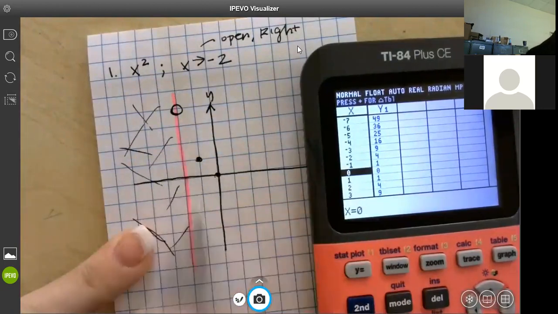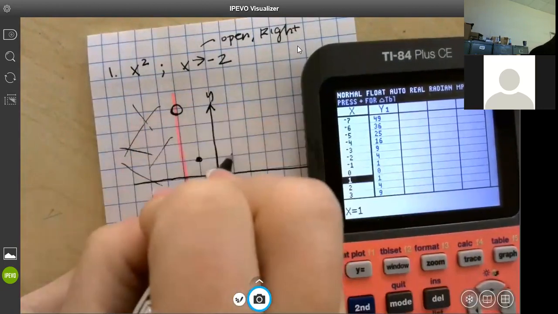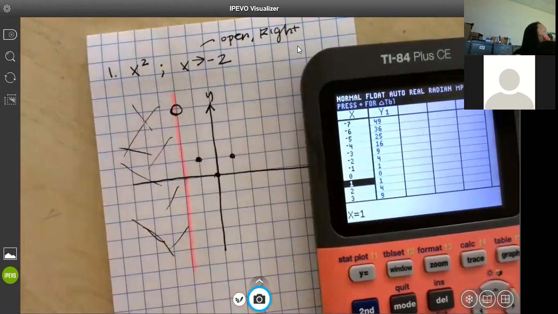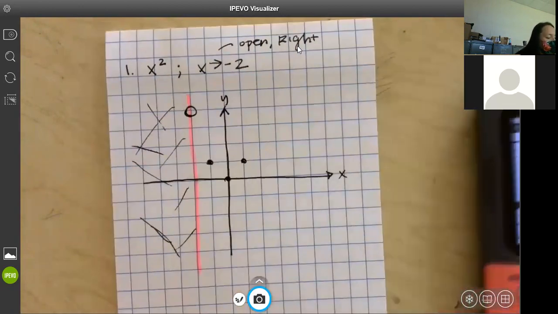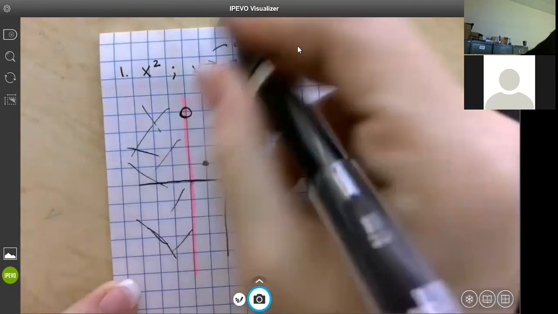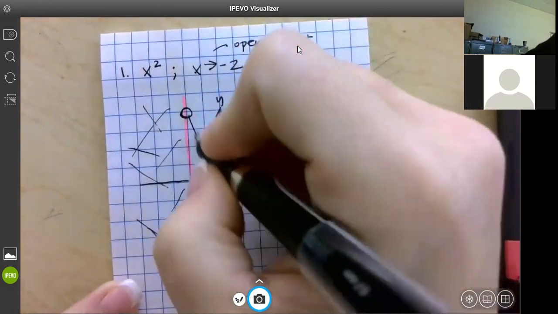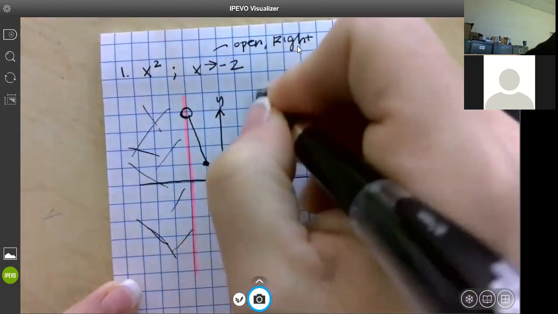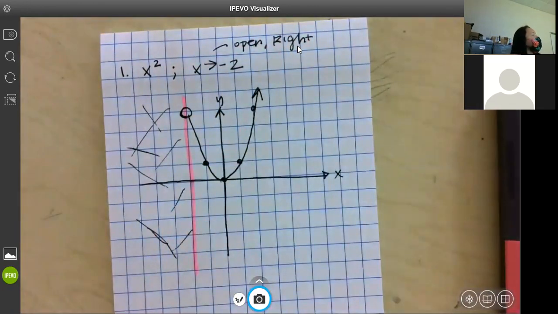0, 0, 1, 1. And remember what I told you, once you find that vertex, you're good to go to graph. I would like 3 points, 3 perfect points. But on this one, you actually had to graph 4. And if you want to keep going further, remember that it's very symmetric. And it would look like this, okay?